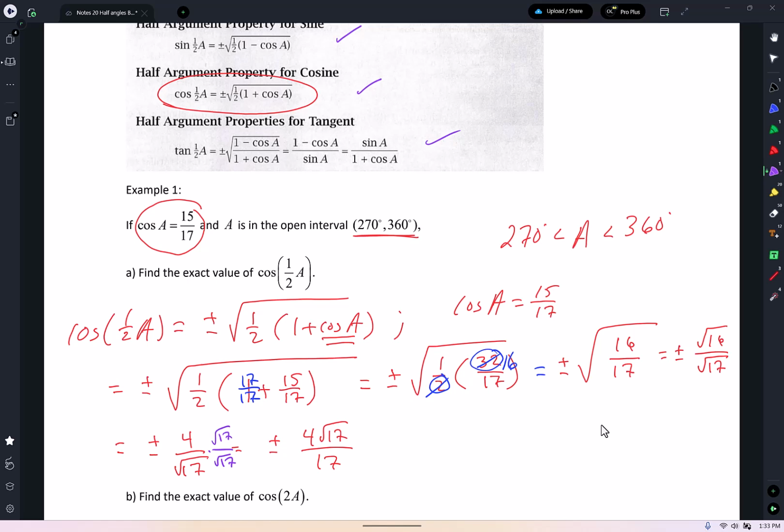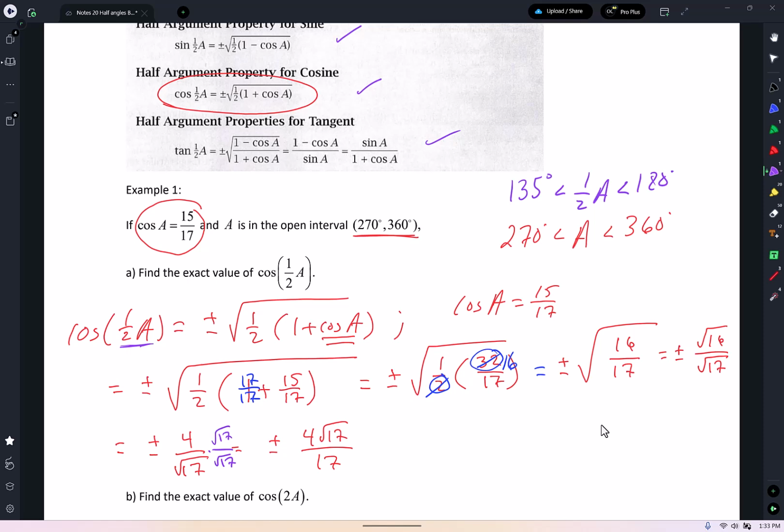So I bet you what you're thinking, Ms. Price, is how would I choose positive or negative? Well, this is not a full angle A. This is half of A. So you're going to come up here and go, well, that's A. A is between 270 and 360. So half of A, well, I guess I better take half of 360. What's half of 360? 180. What's half of 270? 135. So the angle half A is between 135 and 180.